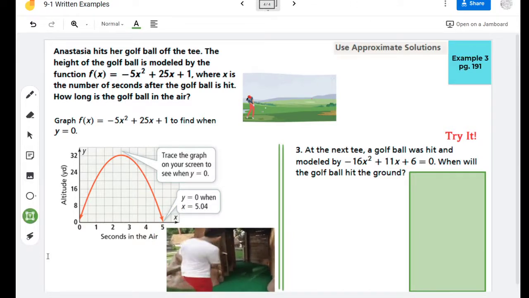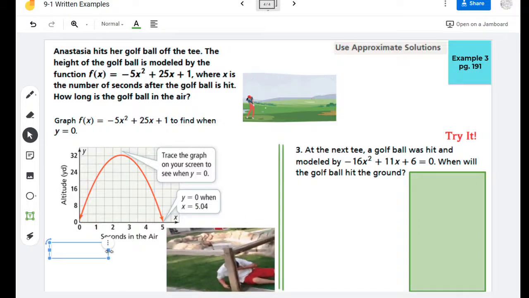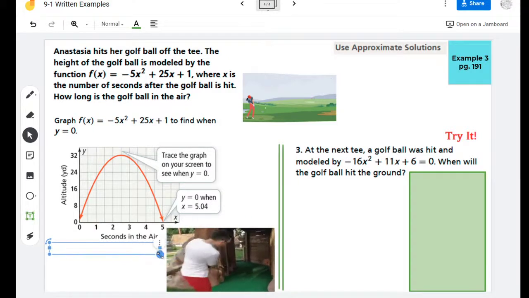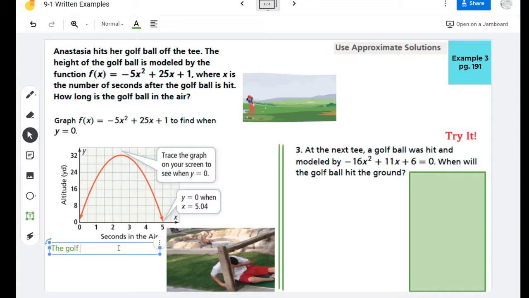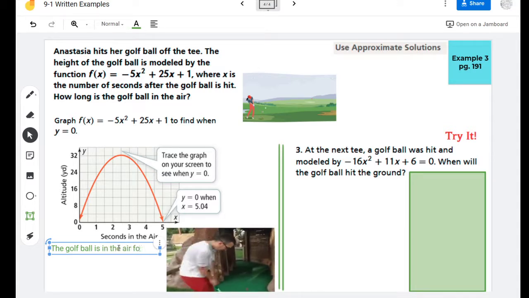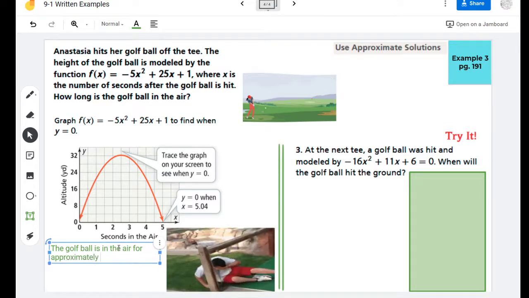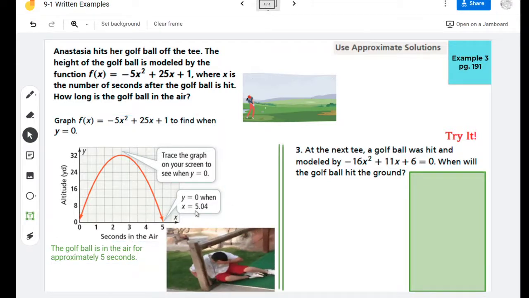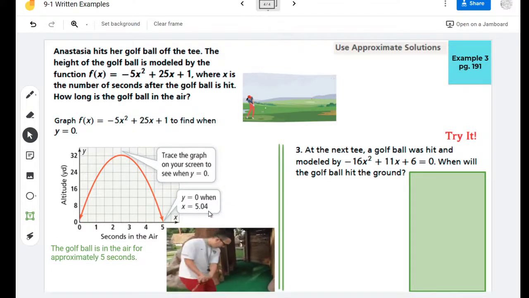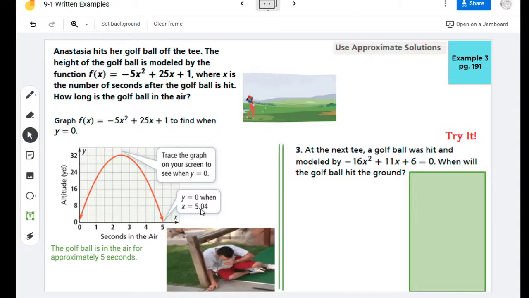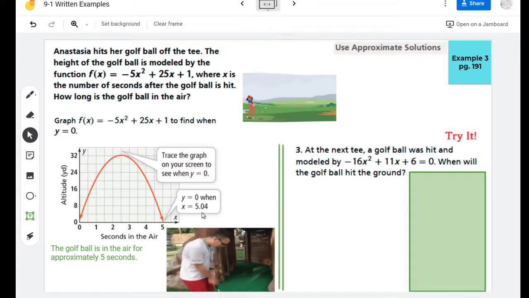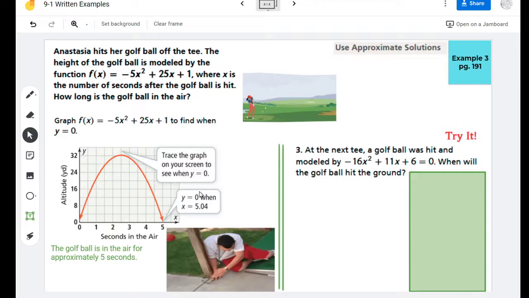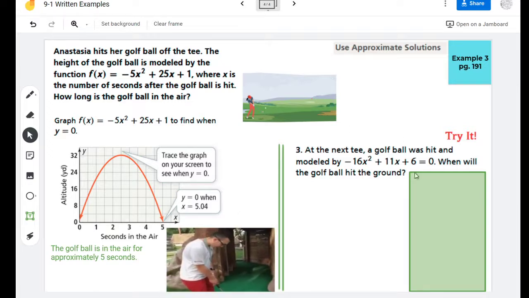All right, so I'm going to answer the word problem with a word solution. The golf ball is in the air for approximately 5 seconds. Now, is it exactly 5 seconds? No, it's 5.04 seconds. But that 4/100ths of a second probably doesn't really matter to whoever is seeing this, okay?